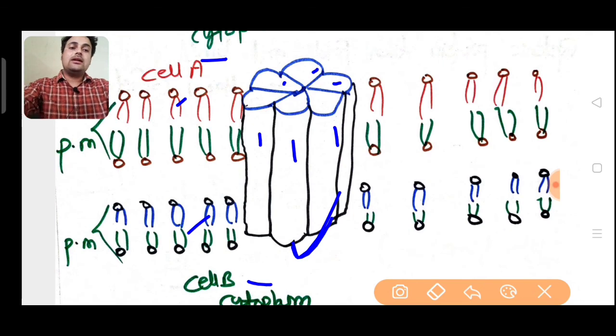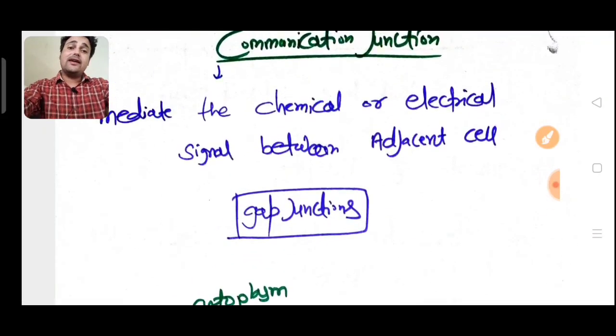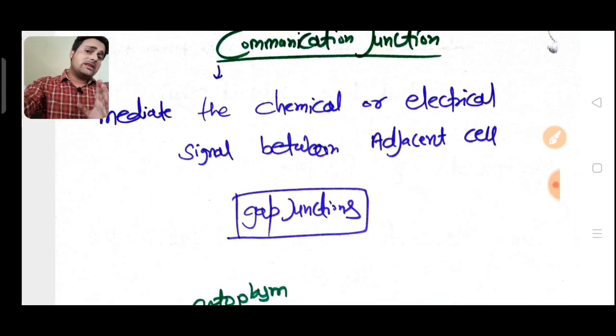This function is provided by gap junctions, and I have already discussed that gap junctions and plasmodesmata have totally the same function, but their structure is totally different. Gap junctions are found in animal cells, while plasmodesmata are found in plant cells. So this is all about communication junctions.